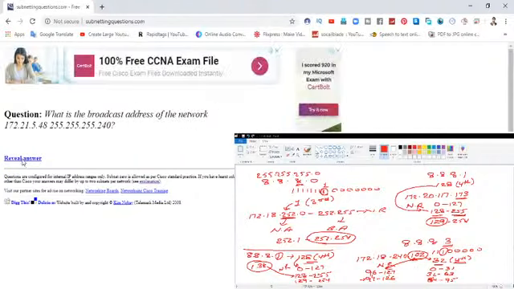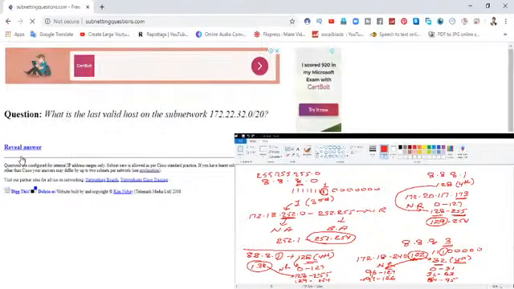What is the broadcast address of the network? The answer would be 172.21.5.63. 63 would be the answer. Again, absolutely right. Next question.